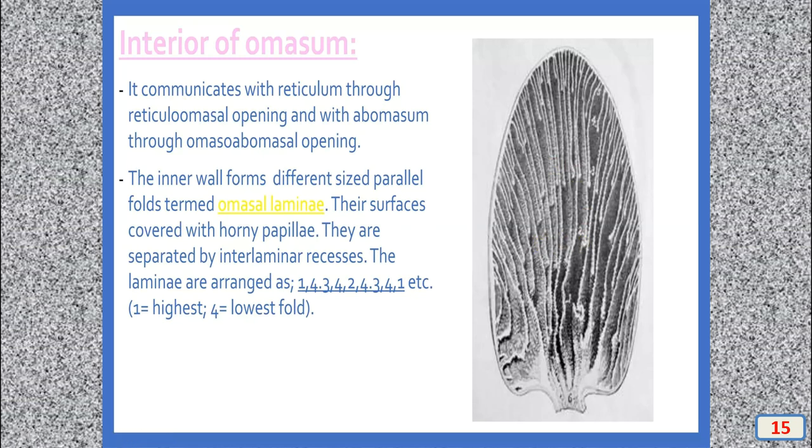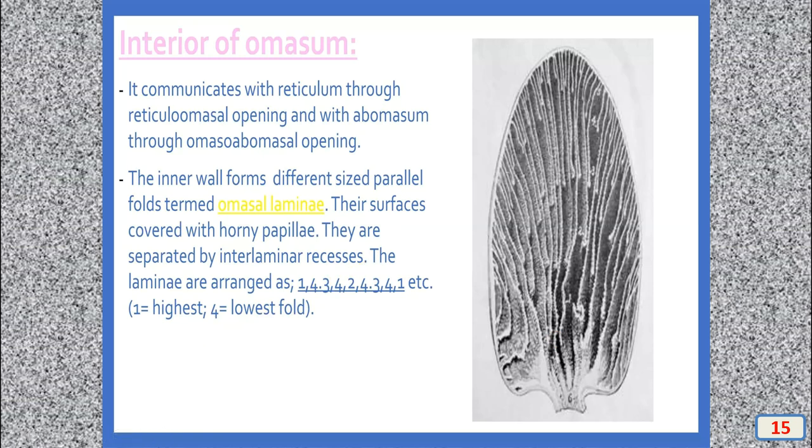It has smooth muscles. It communicates with the reticulum through the reticulo-omasal opening, and with the abomasum through the omaso-abomasal opening. So the inner wall has different sized parallel folds termed the omasal laminae, and their surfaces are covered by horny papillae, and they are separated by interlaminar recesses.